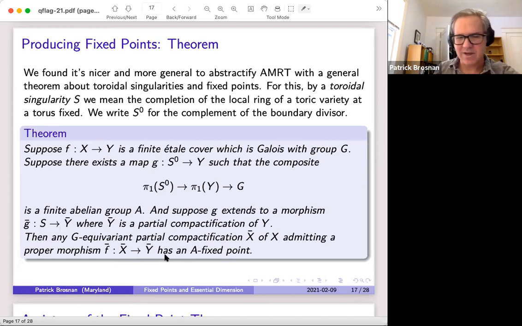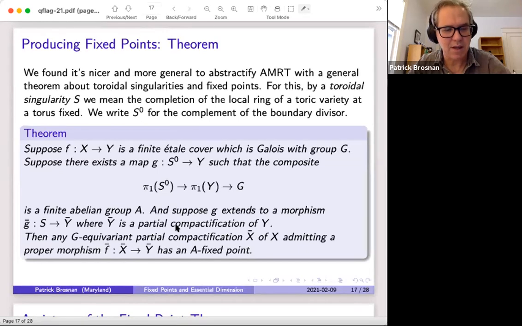So I'm going to draw a picture. I drew a picture of this because I realized that it's hard to parse in words. But before I hit you with the picture, let me say what we're going to use this for: to produce fixed points in some compactification of X. We always know that we can find some compactification. So this theorem will produce a fixed point.